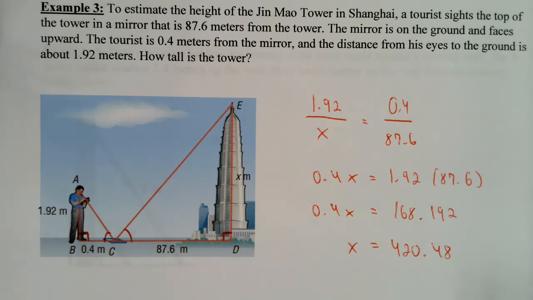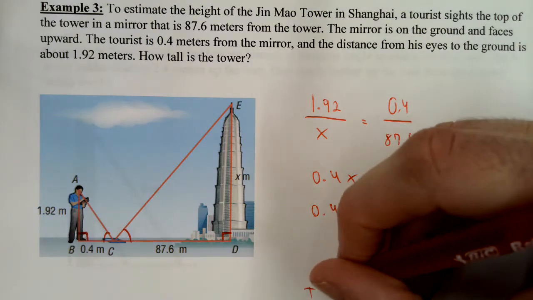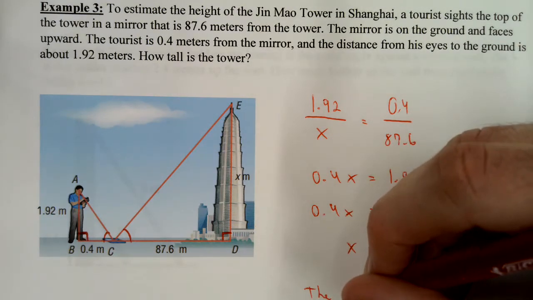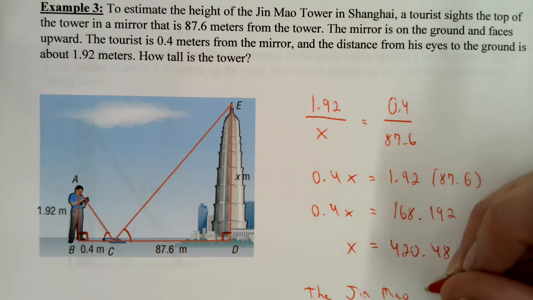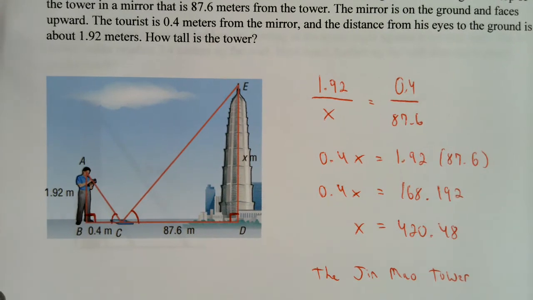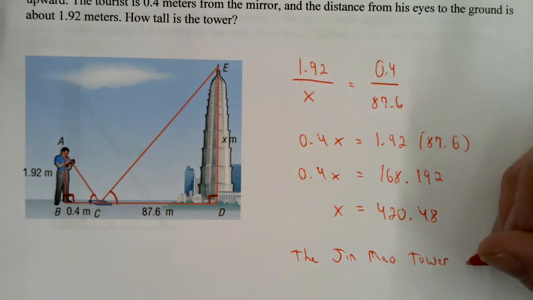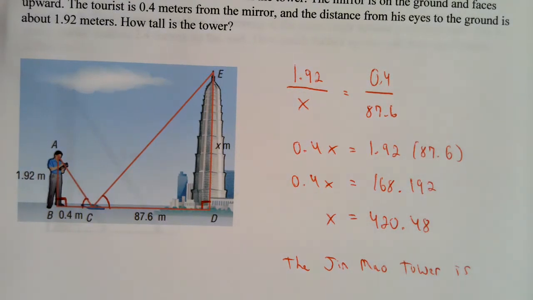So I'll say the Jin Mao Tower is 420.48 meters tall. I'm not sure how to say that name. I'm sure I've heard of it before, but I don't remember how it's pronounced.